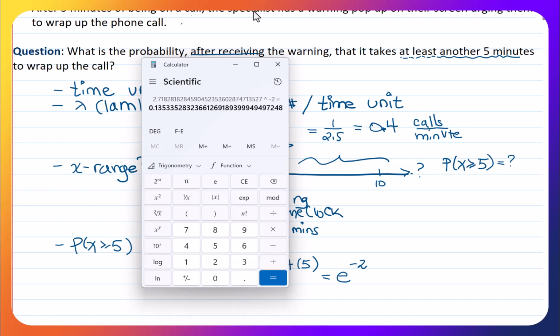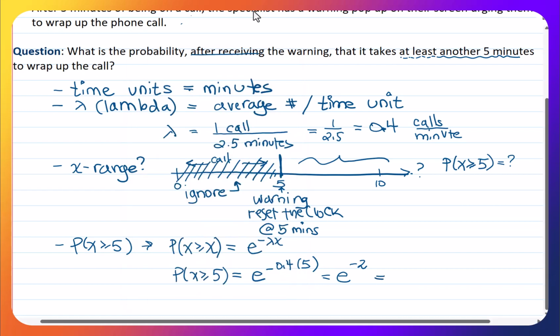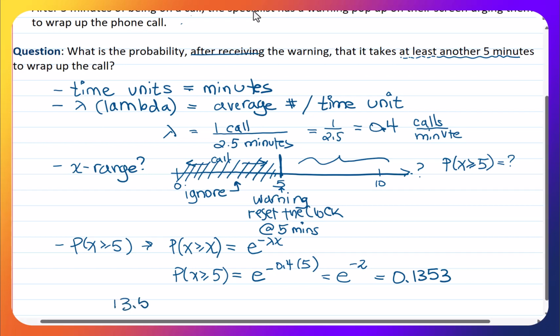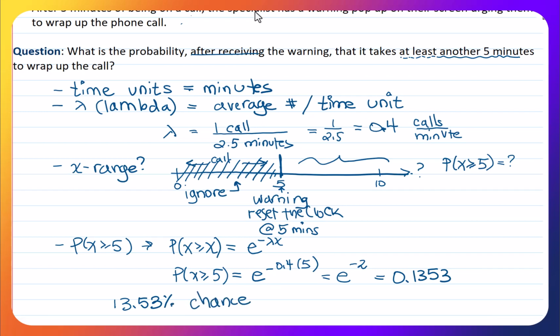Good. So 0.1353 is the answer. Or if you will, there's a 13.53% chance that the call will last at least another 5 minutes.